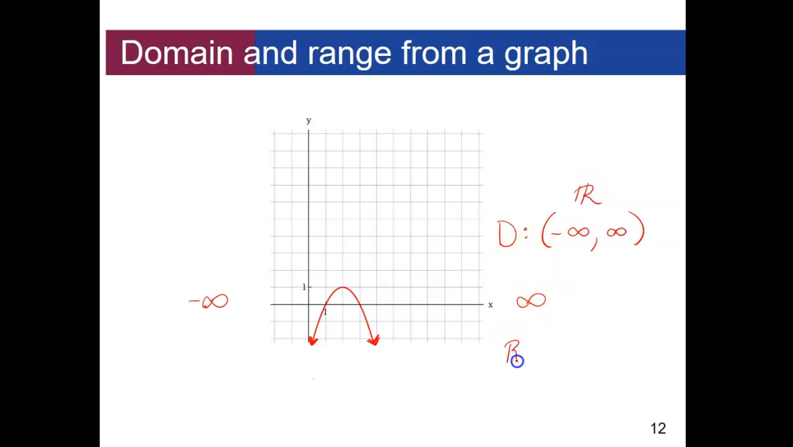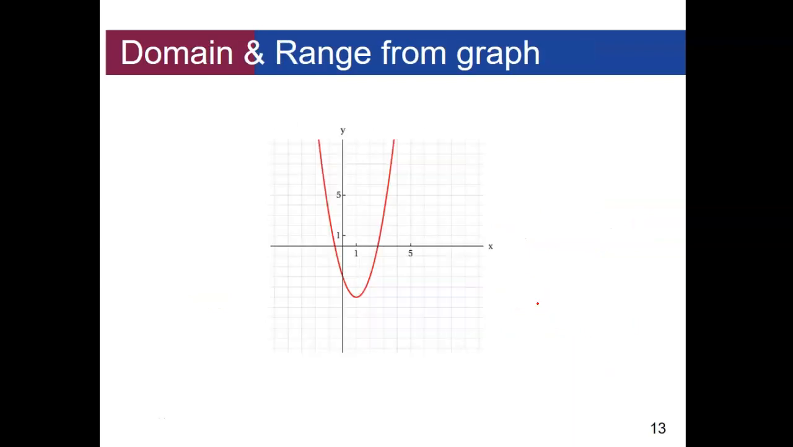On the range part, the range we said goes from bottom to top. So there is no bottom to it because these arrows indicate it just keeps going forever in the negative direction. So they're actually down here at negative infinity. But there is a top to it. So the highest it ever gets is here at 1. So my range is going to be negative infinity to 1.